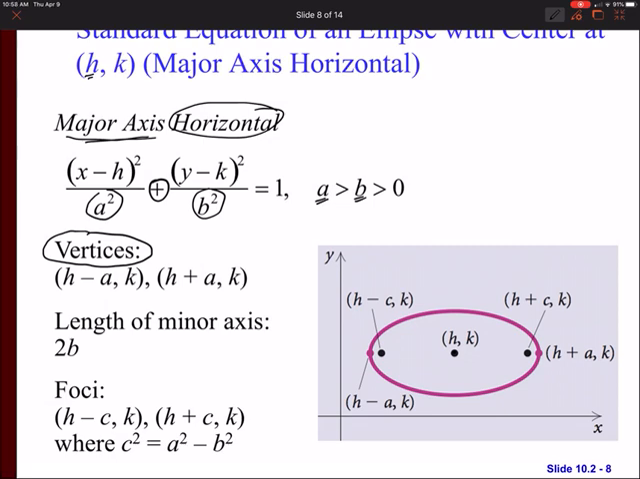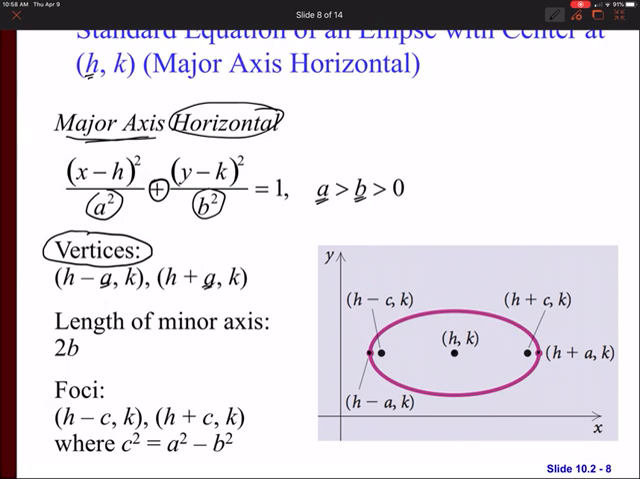The x term, again, x-axis runs horizontally. So that means we're going to go right and left a units. We're going to add and subtract a to the x-coordinate of the center, and that'll put us here at the vertices. So you can see those two points plotted, which are the ends of our major axis. Right? So that's the vertices.